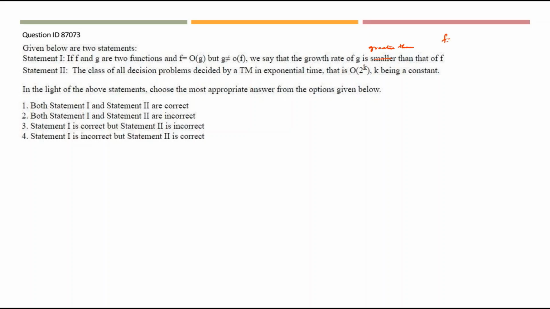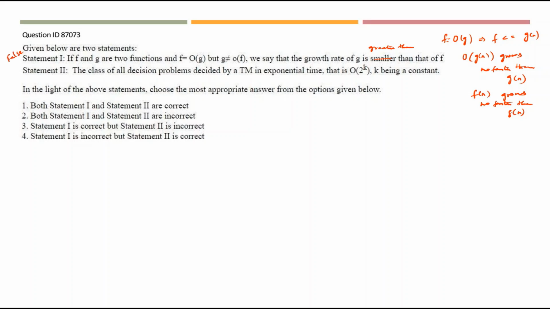If f is equal to big O of g, this means that f is less than or equal to some constant times g of n. F is smaller than g here. If you take O of g of n, it asymptotically grows no faster than g of n. We can say f of n also grows no faster than g of n. When I say f cannot go above g, the growth rate of g will be greater than f. But the statement given here says g will be smaller than f. So this statement is false.